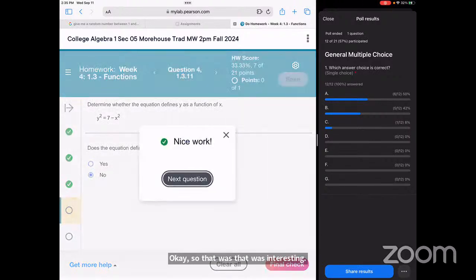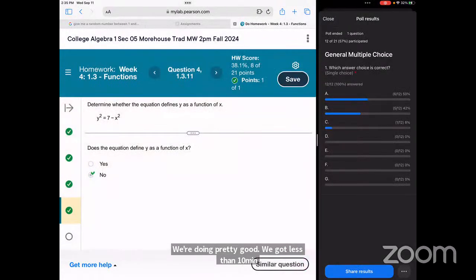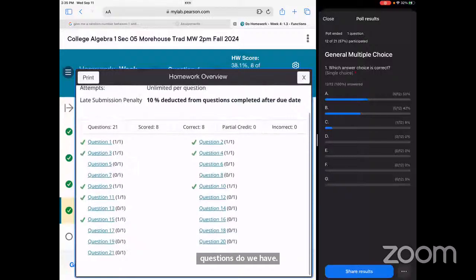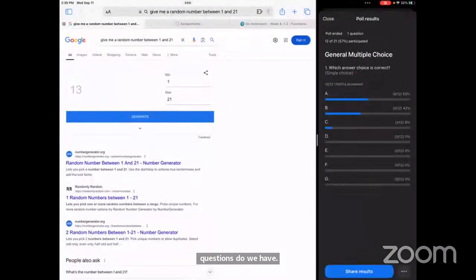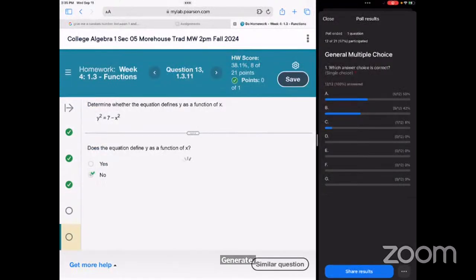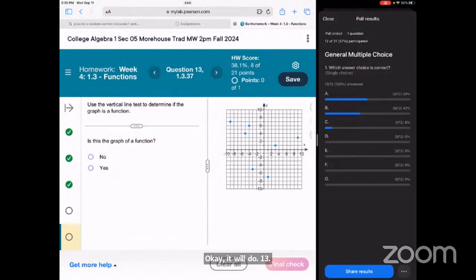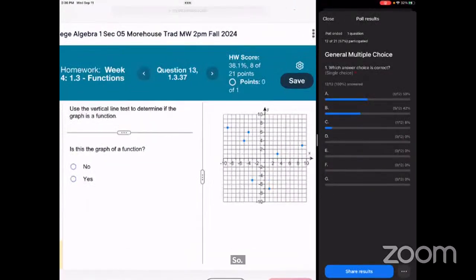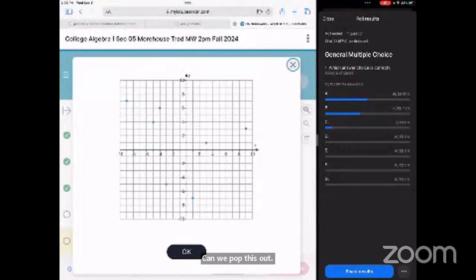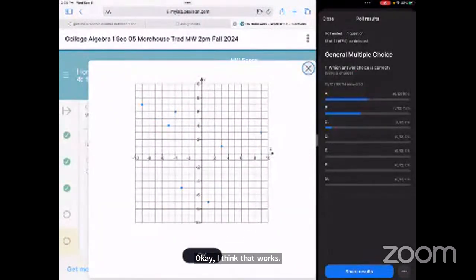We're doing pretty good. We have less than 10 minutes remaining. How many more questions do we have? Oh, we have a good amount of questions. Generate. Let's start around 13. Okay, we'll do 13. Use the vertical line test to determine whether the graph is a function. Okay, it's kind of hard to see. Can we pop this out? Can we move it over? Okay, I think that works. Almost. Can't move that.